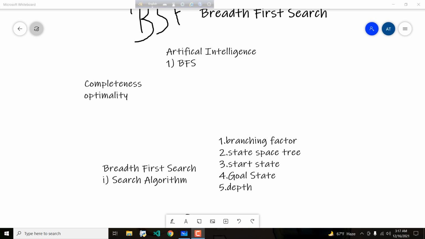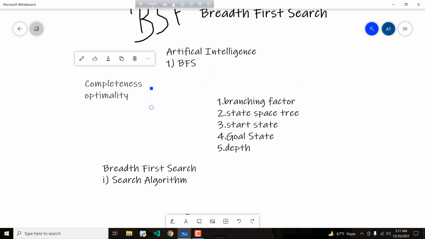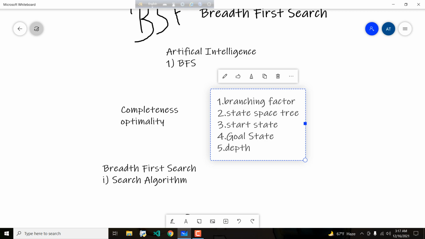demonstrating this algorithm, we will come to know about these topics, which are branching factor, state space tree, start state, goal state, and depth. So just recall these things. We will come across two more things, which are completeness and optimality. I'll describe them later on as we go, but just recall them in your mind.